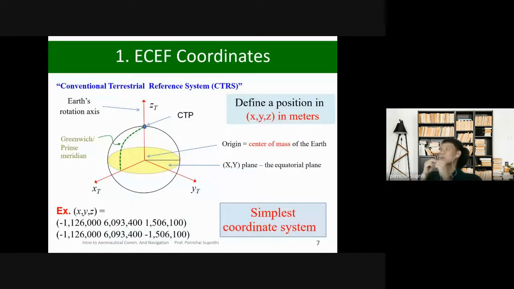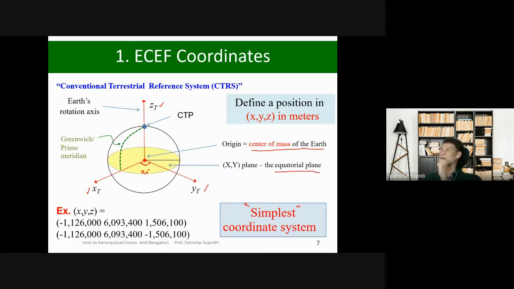So let's look at the first one. The first one is actually the simplest coordinate system, and it's very easy to understand. Basically, we have X, Y, and Z. The origin is hypothetically at the center of Earth, at the center of mass of Earth, wherever that may be. X and Y are 90 degrees apart, and the plane of X and Y constitutes what is called the equatorial plane.